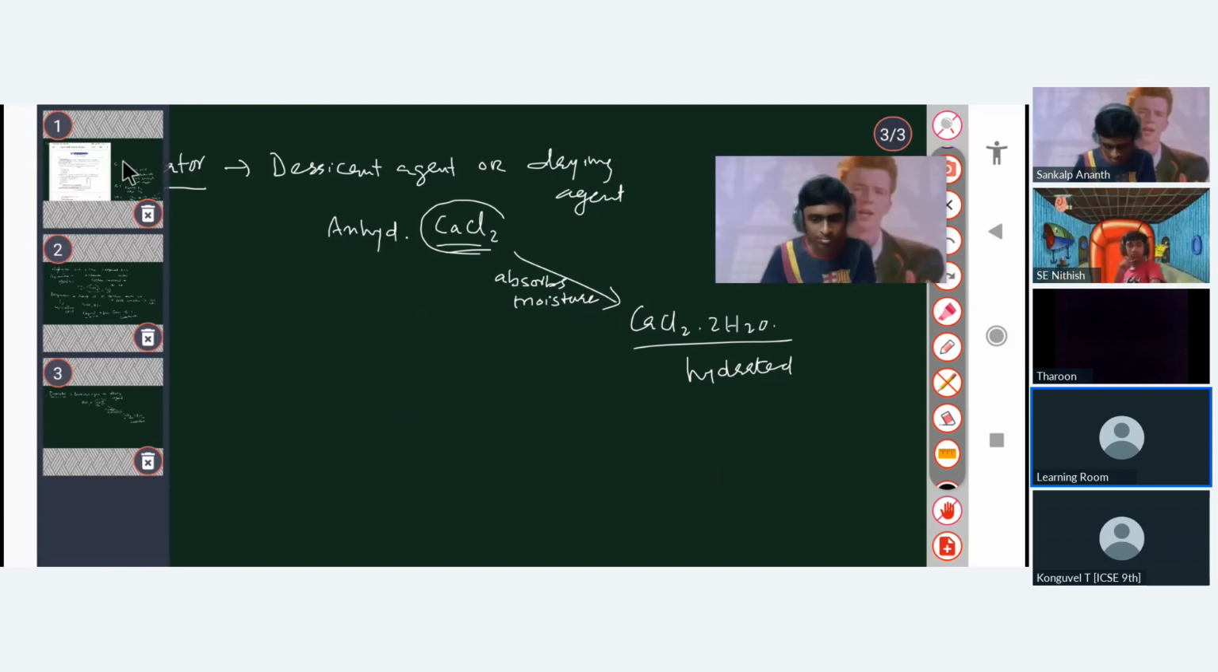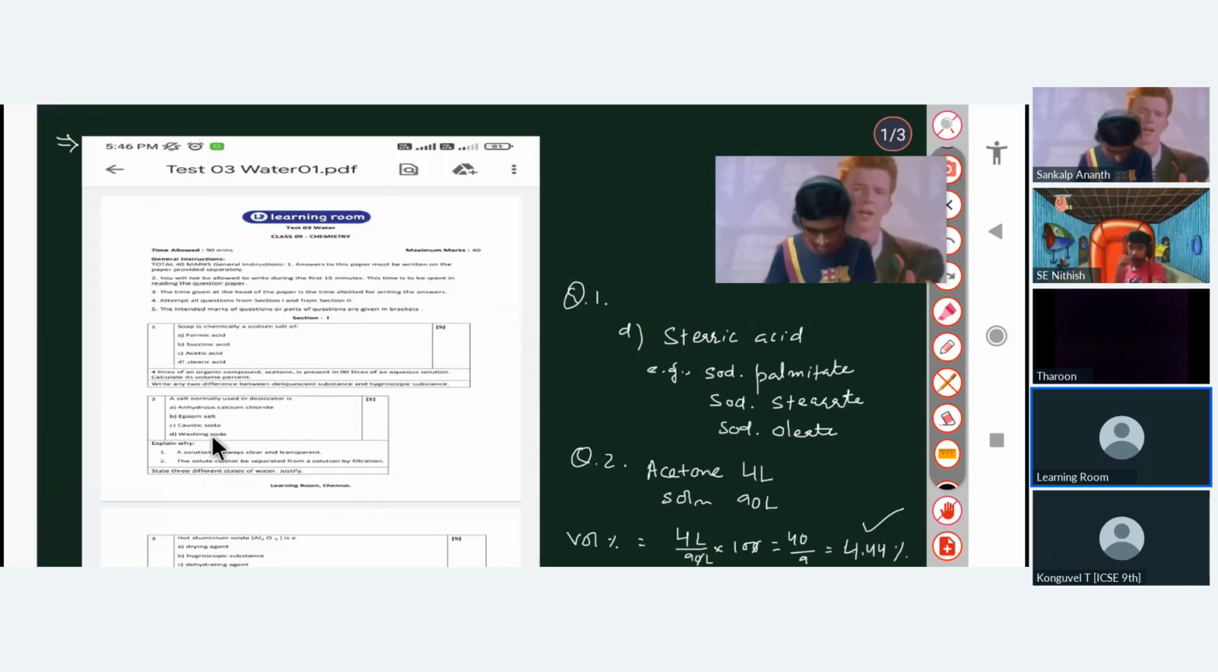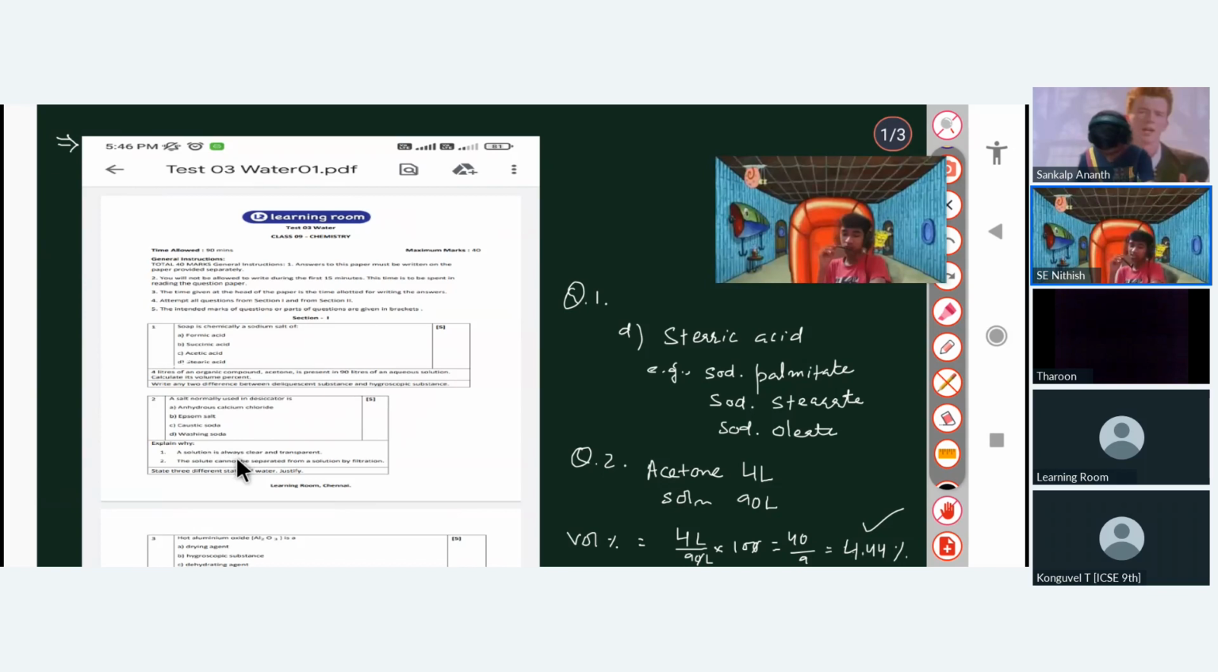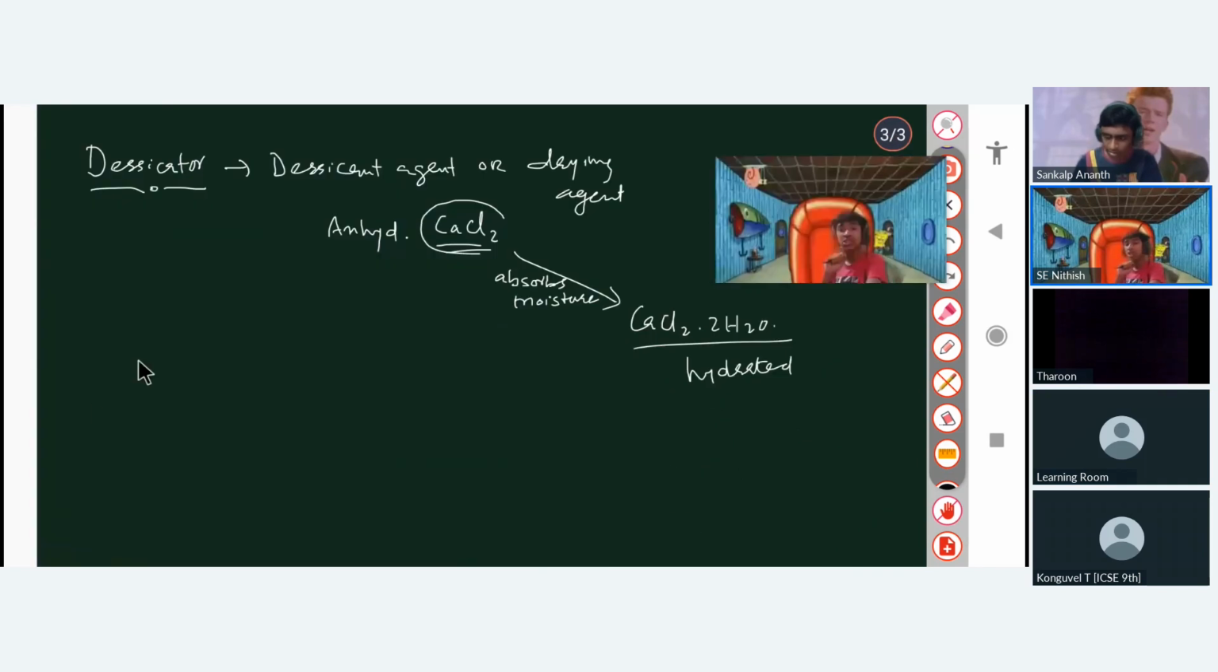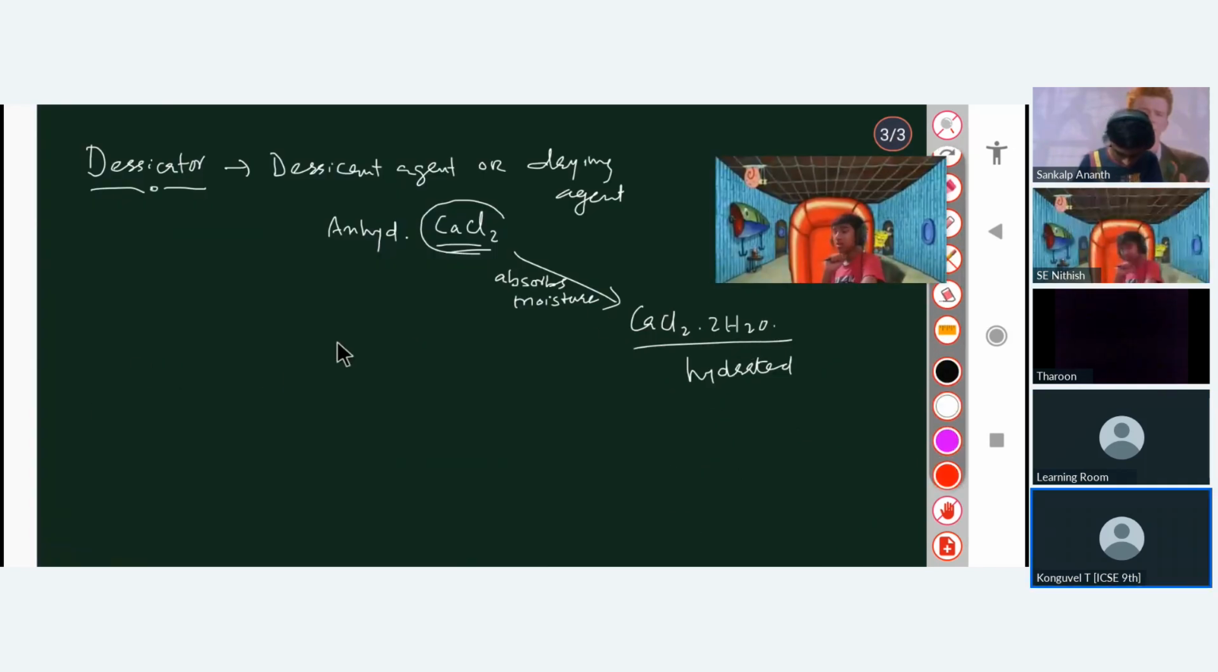Okay, then the next question was: why is a solution always clear and transparent? So what did you write? Because it's a true solution, all particles are less than 1 nanometer, it is a homogeneous mixture, and also the molecules fit perfectly between the gaps.